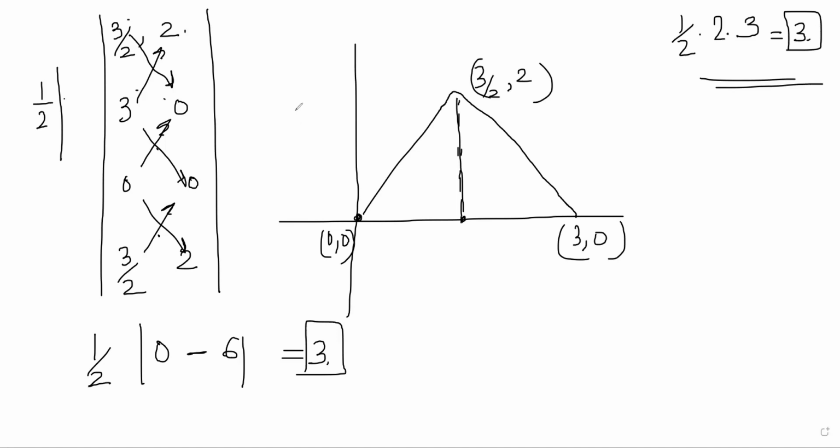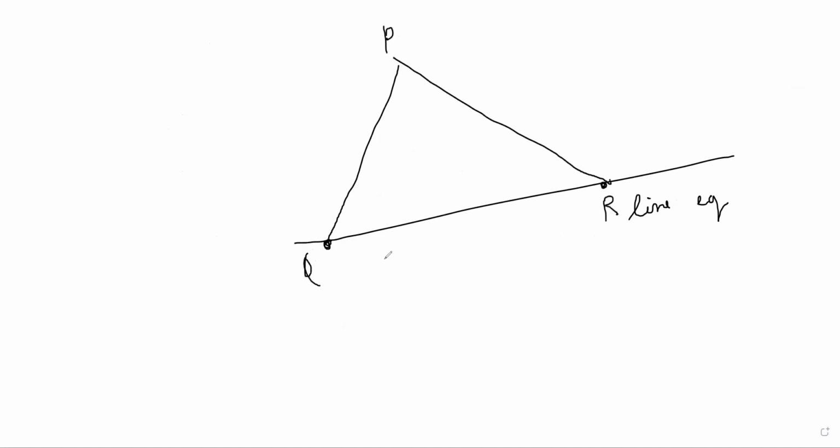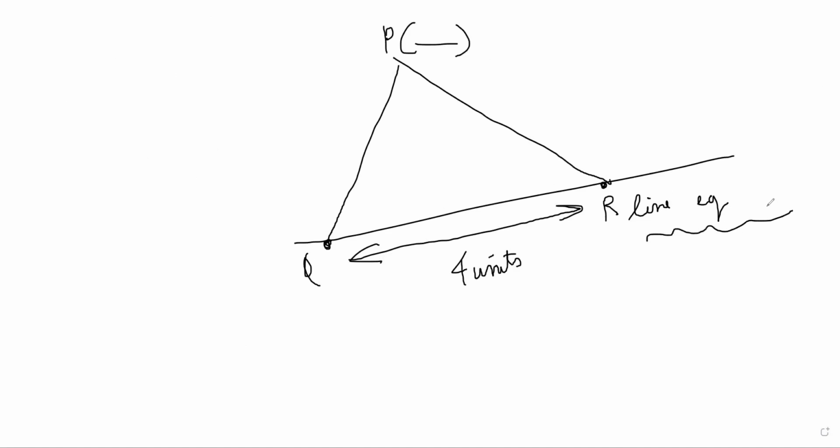So that is your area of a triangle. Notice that if you were given the line equation here, and you were given, let's say, this point and this point, you could have done it in a different way also. Like if you know P and Q and R, suppose I was given the base here, length is 4 units, and I know this point, and I know the line equation.